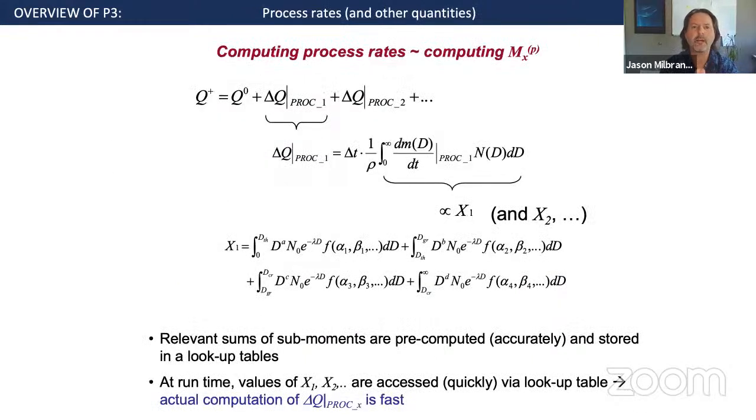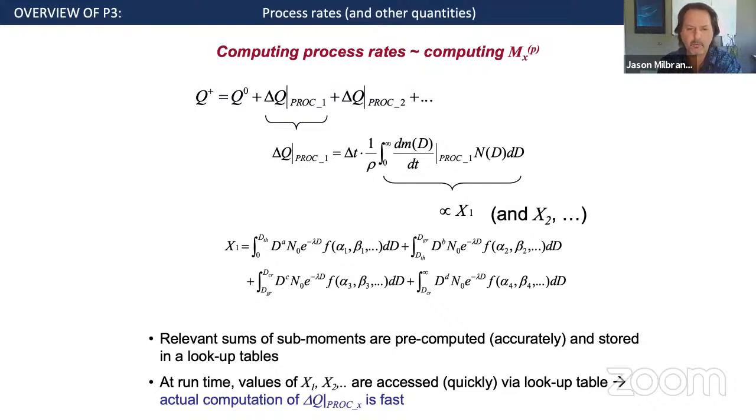So the way that in bulk schemes you compute a moment based on a process rate, and also it's the same process for computing other physical quantities like optical properties, effective radius, and so forth, is that it is related to basically specific moments of the distribution. So in terms of the mass growth rate, you take the mass growth rate for a given particle of size D, multiply it by the size distribution, and integrate it. So in the case of traditional bulk schemes, which have fixed properties, these quantities are analytical, but because we have up to four different regions with different mass-diameter relations, we can't solve it analytically.